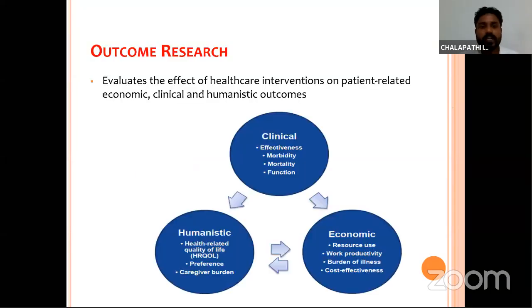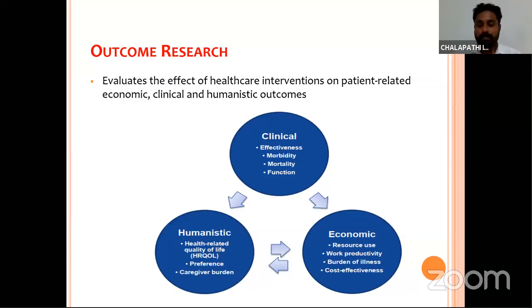The outcome research, by definition, evaluates the effect of healthcare interventions on patient-related economic, clinical, and humanistic outcomes. As I said, the ECHO model: economic, clinical, humanistic outcome. Economic, as I said, we look into the monetary aspect, in terms of cost in rupees or whatever it is. Under economic, you can see resource use, work productivity, burden of illness, cost effectiveness. There are many methods to calculate economic impact.